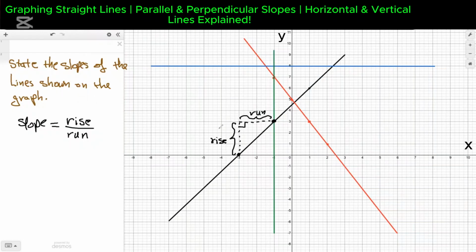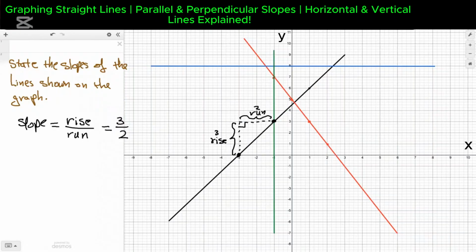So if you look at this, it's rising 3, and it's running 2. So rising 1, 2, 3, and then running 1, 2. So the slope of the black line will be 3 over 2. Now, how do we know if the slope is positive or negative? Look at these 2 points. If I'm going from this point to this point, am I going up or going down? From the point on the left to the point on the right, I'm going up. So if I'm going up, that means the slope is positive.